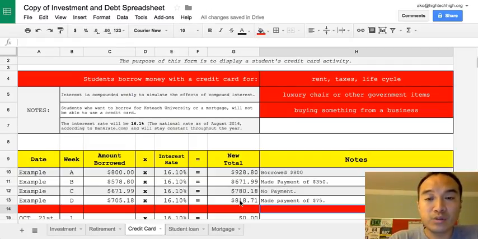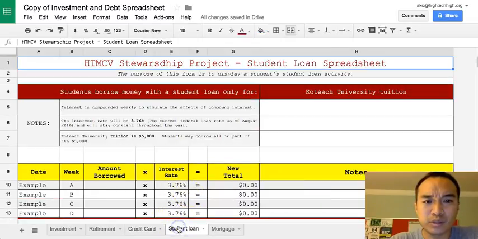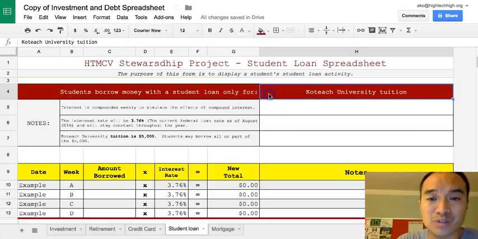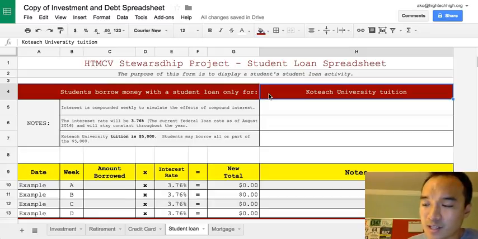So that's how to do the credit card. Let's move on to student loan. So student loan looks exactly similar to all the other spreadsheets. The only difference is that there's a purpose for this, and the only thing that students can use this student loan spreadsheet for is to pay for tuition.